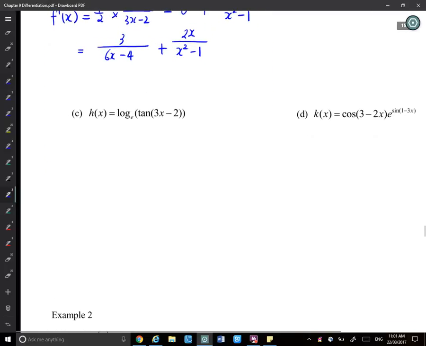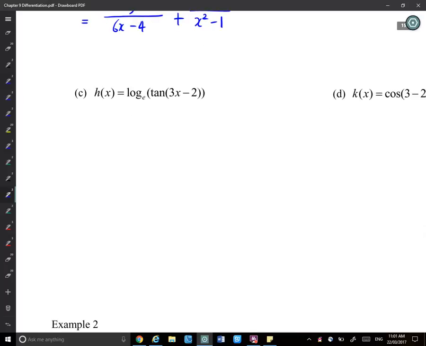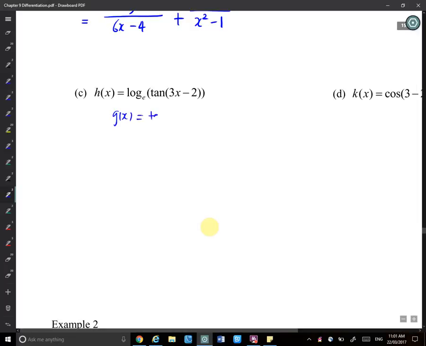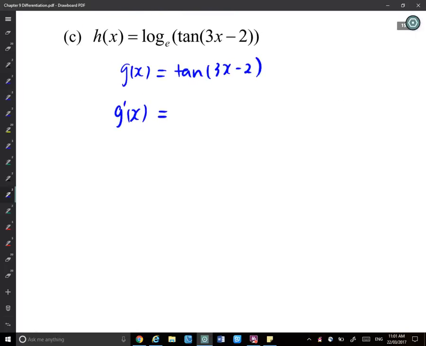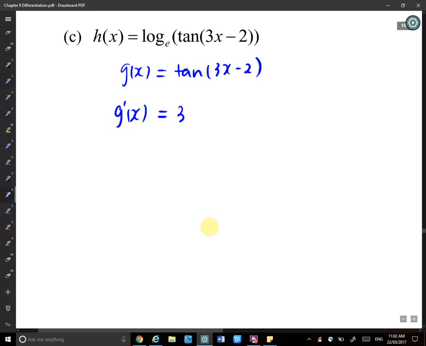Okay, let's directly look at C. C is not a quotient rule or product rule question either. So I just need to derive the tangent directly. Let's say g(x) equals tan(3x minus 2). What's the derivative of g(x), everyone? 3 sec squared of (3x minus 2). Okay, we have that. That's g dash x.